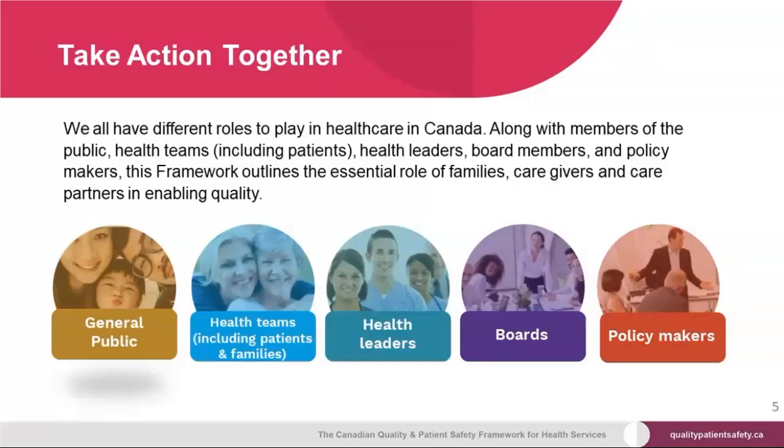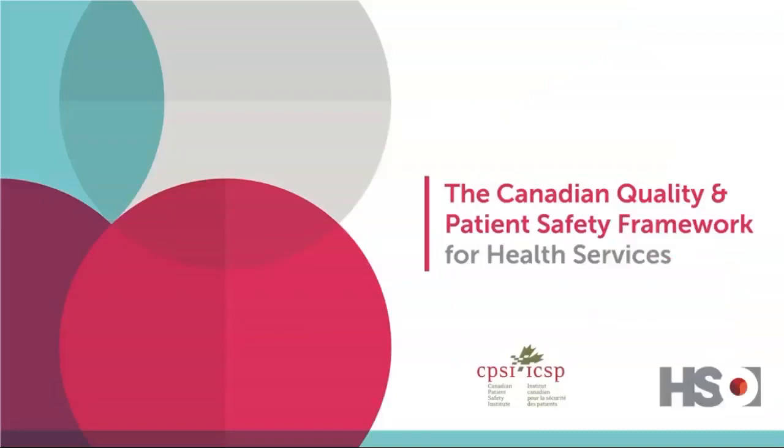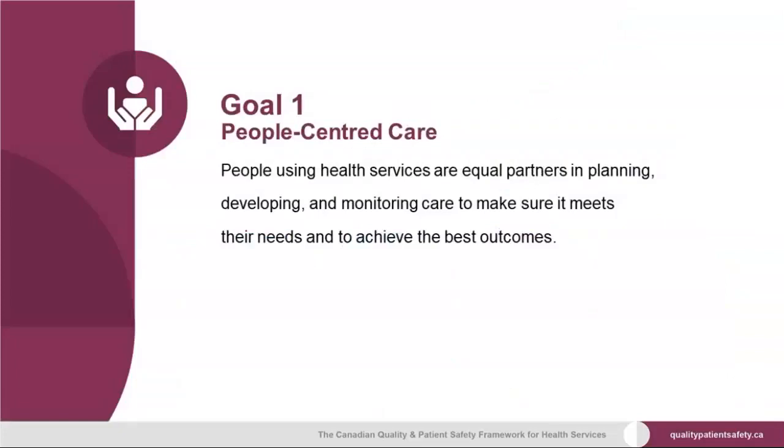So I want to just give you a couple of examples. I don't know if you can put it up on the screen there for me, Haley, but for example, in the framework, goal number 1 is people-centered care. People using health services are equal partners in planning, developing, and monitoring care to make sure it meets their needs and to achieve the best outcomes. And then an objective under that goal was all aspects of care are co-designed with patients and providers, and that there are formal and informal patient partnerships established and consistently supported at all levels is the outcome. So that fits very nicely with one of the requests that we made to those 6 provinces, and that was that, in fact, Patients for Patient Safety Canada and local patient partners should be invited to be part of ongoing provincial and territorial initiatives aimed at the above and making care safer.